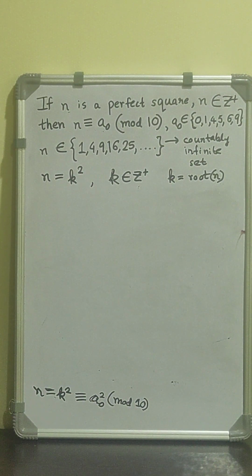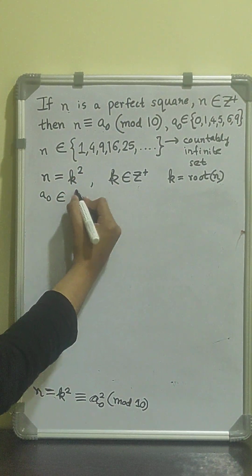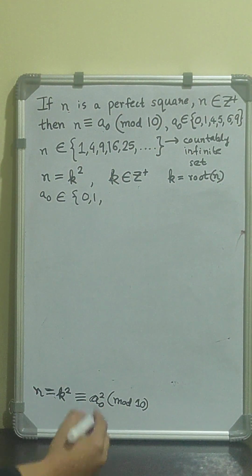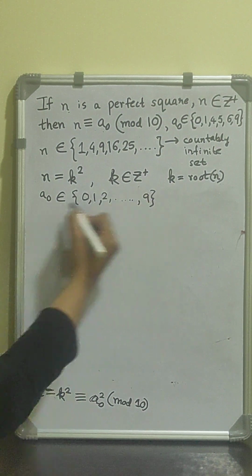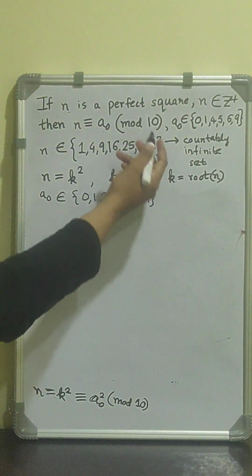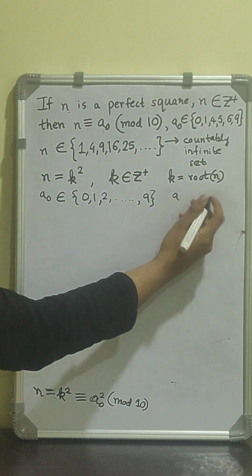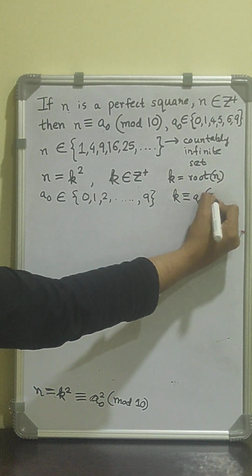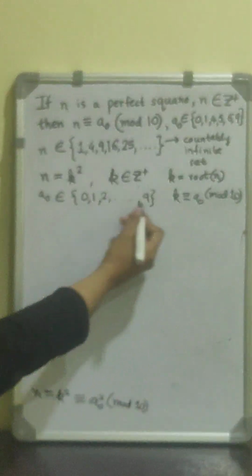So a0 is the last digit of k. Since it's a digit in the decimal system, it can only be an integer between 0 and 9. So a0 has to belong to this set. And also intuitively, k is congruent to a0 mod 10. a0 is the last digit of k, so it has to be something between 0 and 9.